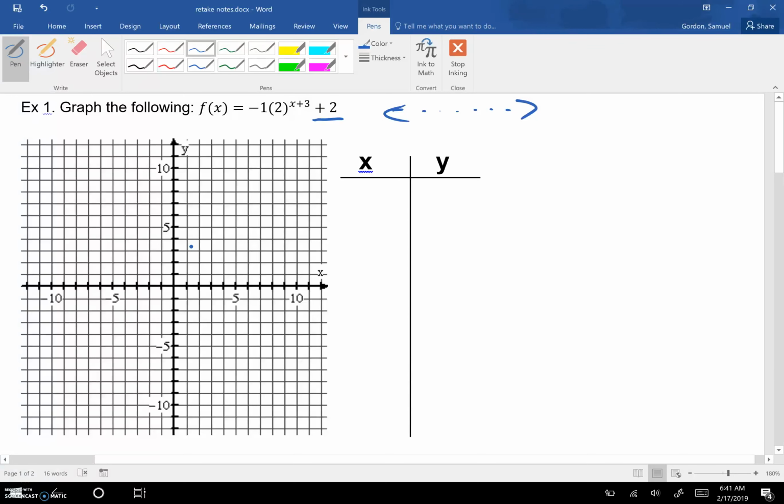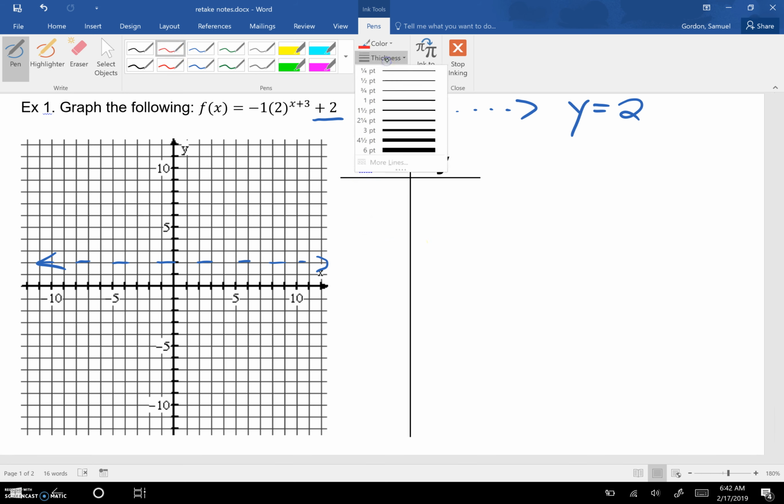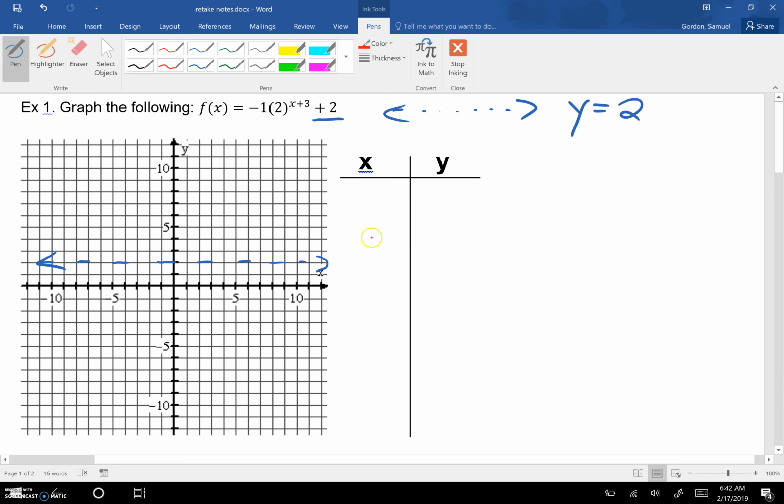Before I do anything else, I'm just going to graph a horizontal line at y equals 2. That is the equation of the line of the asymptote. So no matter what ends up happening in my little table, I should never cross this line. If I do, then I must have messed up my calculations somewhere. Okay, now that I've got that set, I'm going to figure out what values to put in this table.